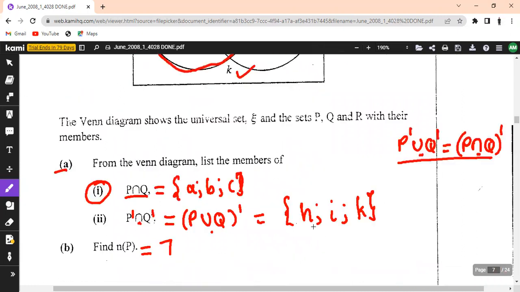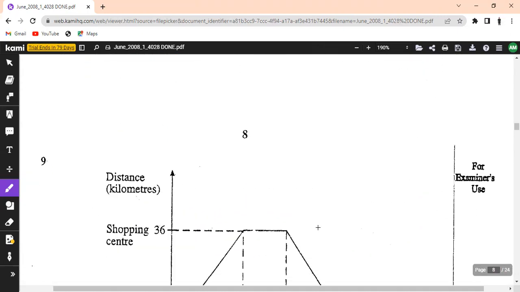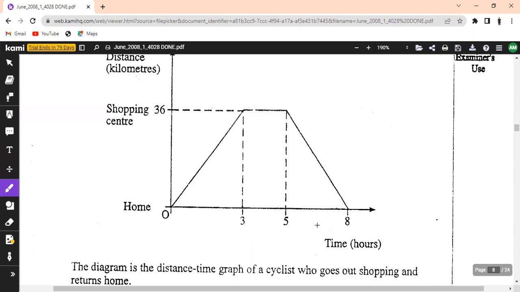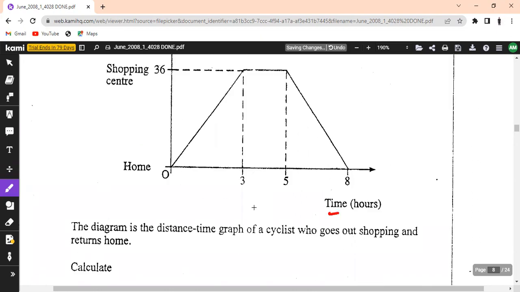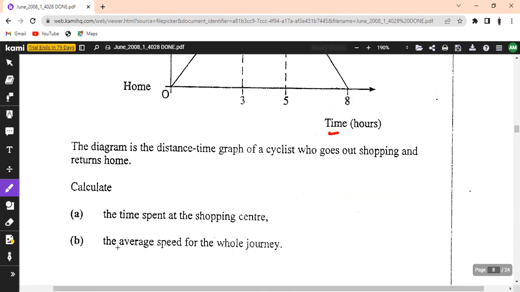All right, let's move on to the other part of the question, which is number 9. There we are given distance. This is a distance time graph, not a velocity time graph. Take note, guys, this is distance in kilometers and the time in hours, not velocity in meters per second. The question was to calculate the time spent at the shopping center.